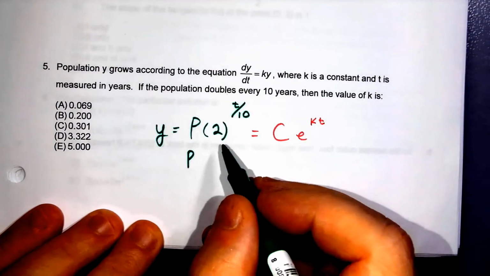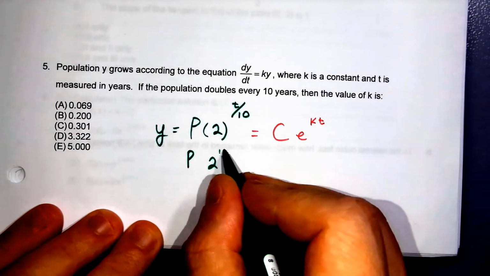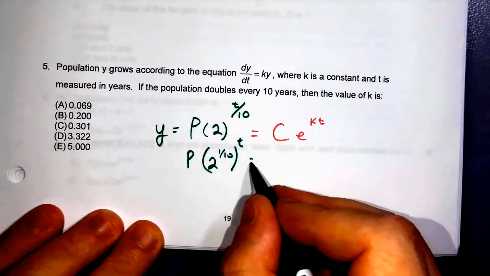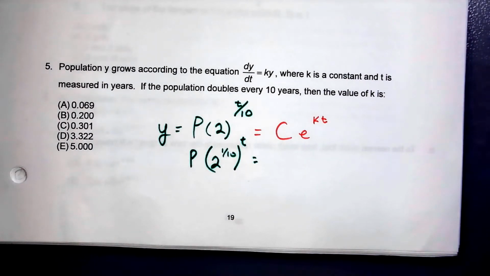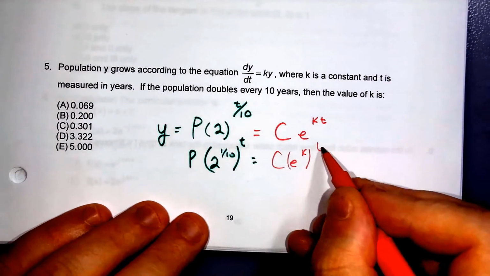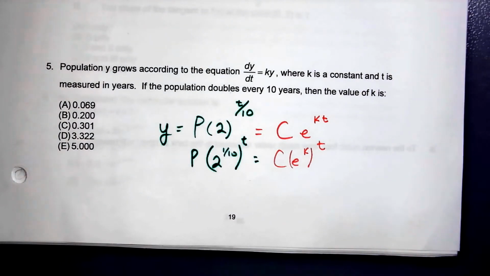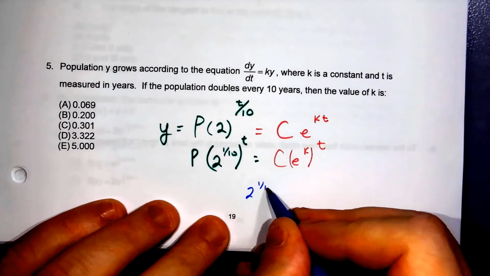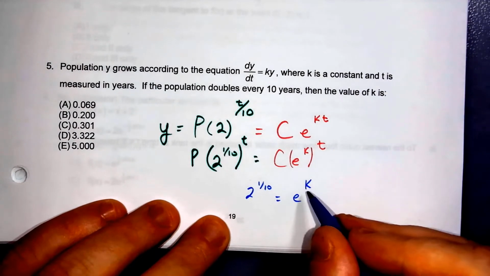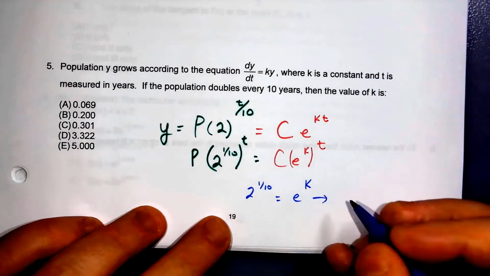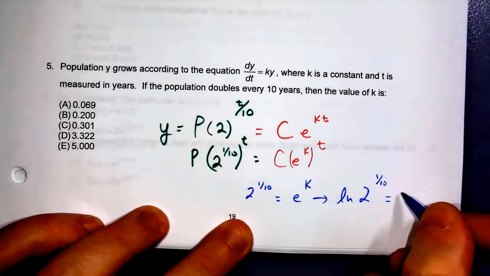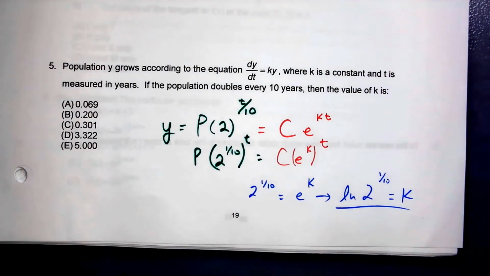In this expression, this is the same as writing 2 to the power of 1 over 10 to the power of t, as opposed to over here where it is c e to the k t. So what that means is that 2 to the 1 over 10 is just simply equal to e to the k. So if we just want to solve for k, all we have to do is take a logarithm of both sides, and the answer is going to be log of 2 to the power of 1 over 10 is k. So again, that feels like a calculator problem.